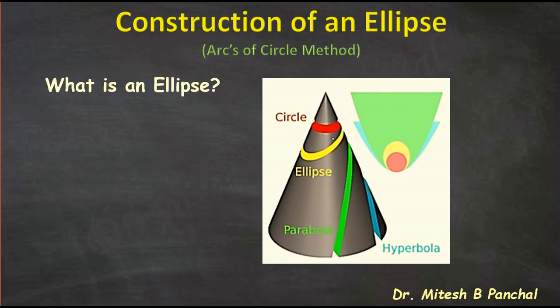So when we consider a section plane parallel to the base, we obtain a circle. When we consider a cutting plane inclined to the base or inclined to the axis, we obtain an ellipse. When we consider a cutting plane parallel to one of the generators of a cone, we obtain a parabola. And when we consider a cutting plane parallel to the axis of a cone, we obtain a hyperbola.